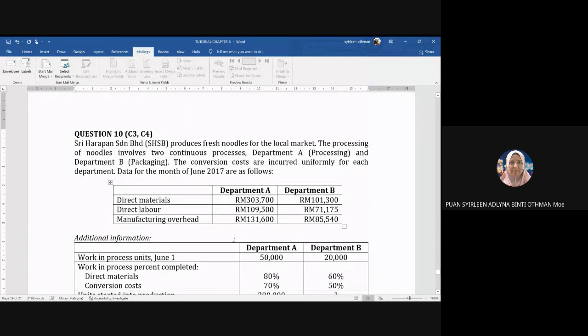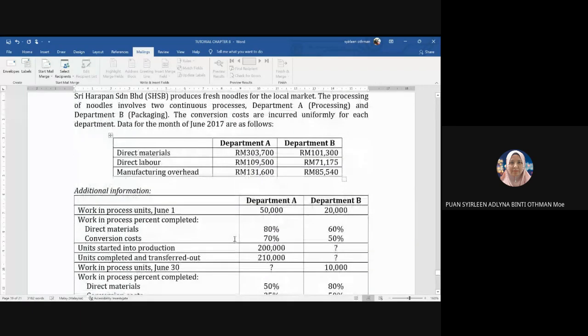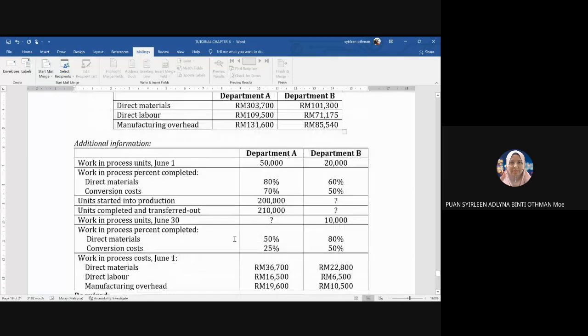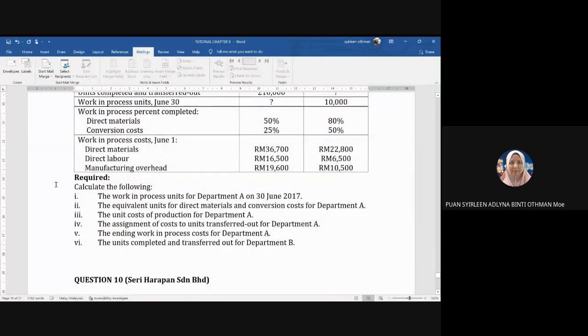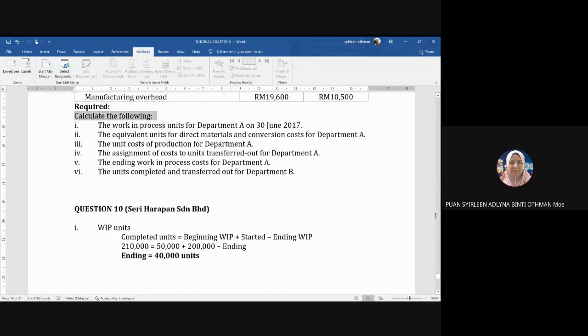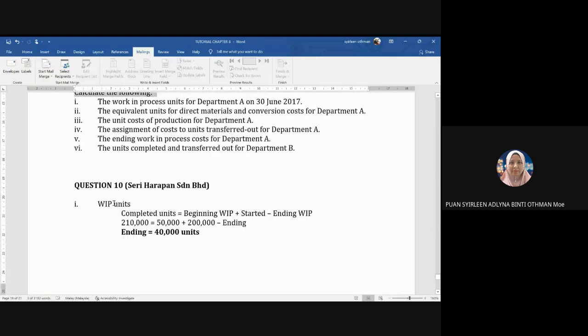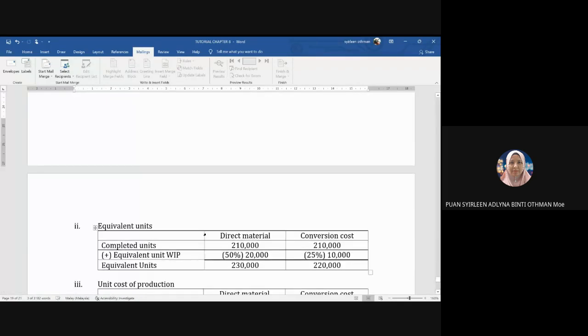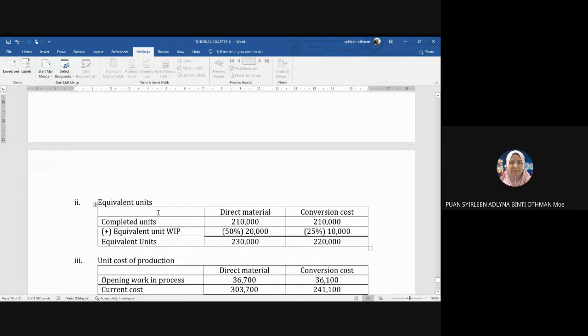Okay, so soalan 10, you have department A and department B. Lepas tu kita calculate saja. There won't be any table involved. So you're just going to calculate the WIP unit. Ending units is 40,000. Yang ni dapat 40,000. Equivalent unit untuk direct material is 230,000 and conversion cost is 220,000.